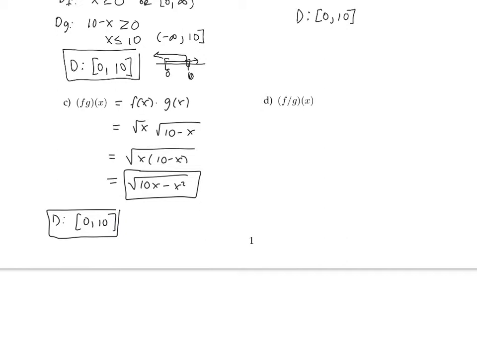Okay, and then f over g will be a little bit more tricky. So that's f of x over g of x. What is f of x? Root x, right? Over root 10 minus x, right? You can actually write that as one big square root sign, x over 10 minus x.